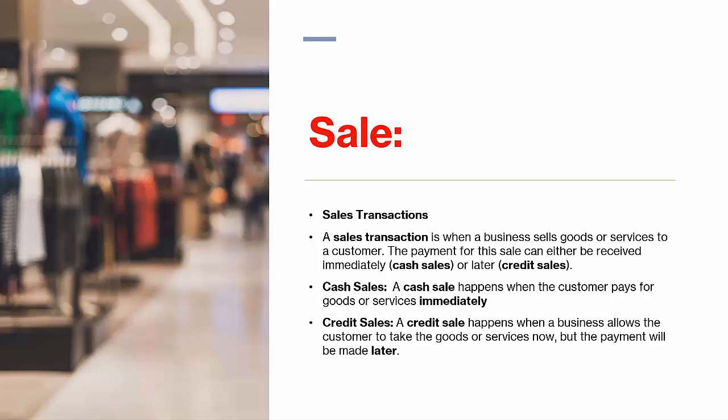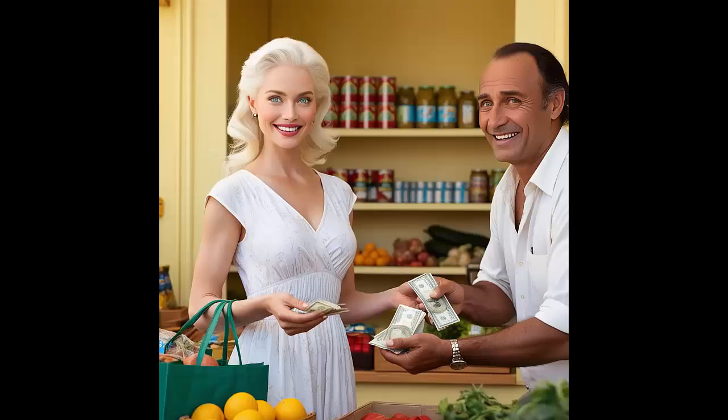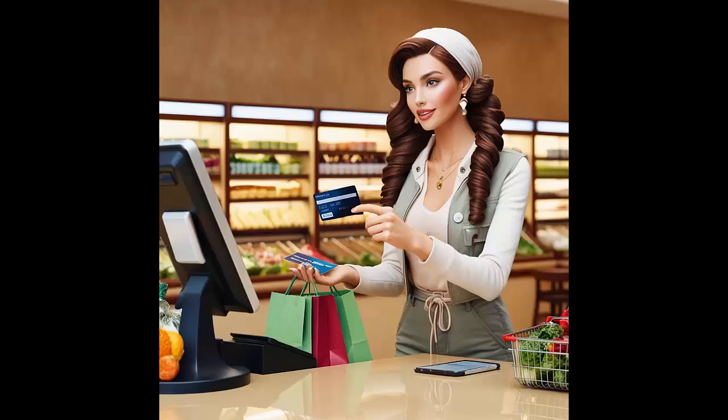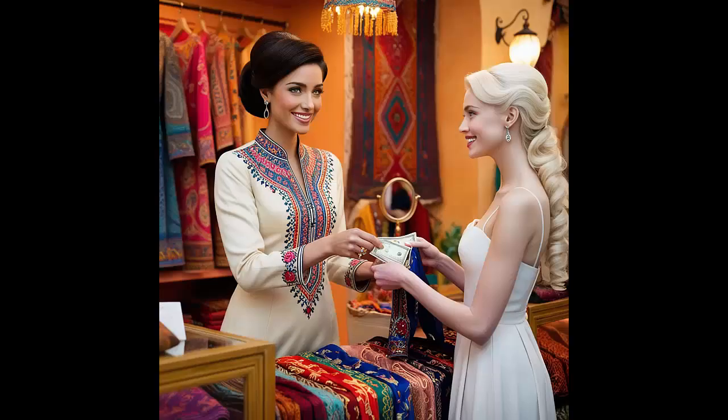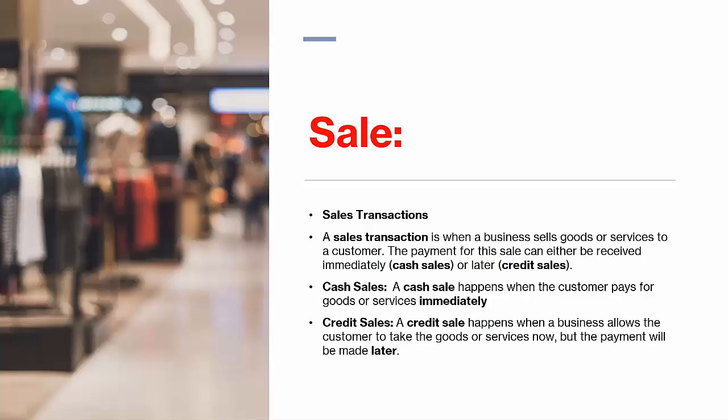Cash sales. A cash sale happens when the customer pays for goods or services immediately at the time of the transaction. The payment can be in cash, by card, or via bank transfer. Example: imagine you own a clothing store. A customer buys a shirt for $20 and pays with their debit card at the counter. This is a cash sale because the payment is received right away.